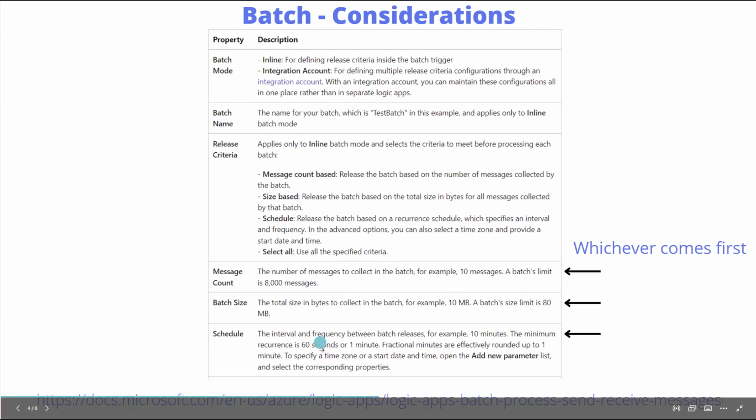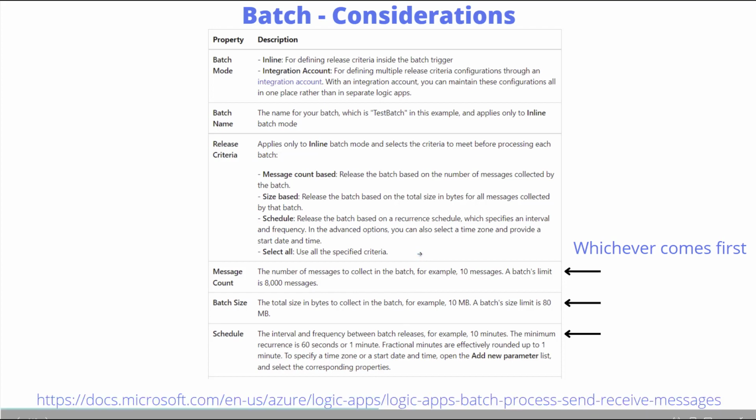You also can specify a time zone and start date. This is kind of handy if you want to ensure that you've got windows where you want to do batch processing. Perhaps it's around, say, 6 p.m. at night. You could start this at say 6 a.m. and have it run for 12 hours. And then at 6 p.m. it would get unlocked and you would process those records.